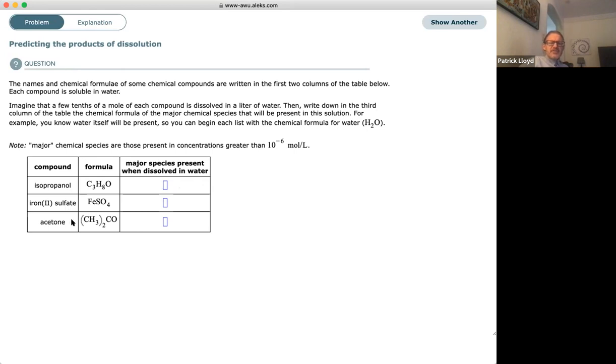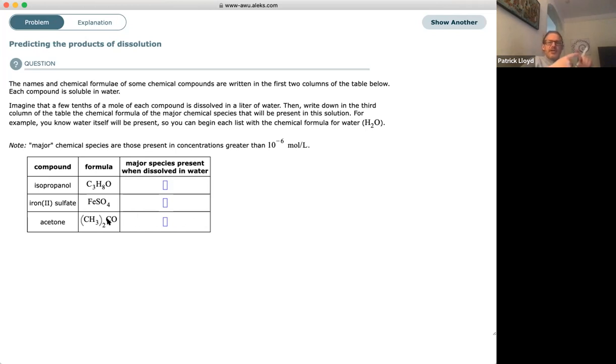This one, acetone, when it ends in O-N-E, that's called a ketone. Ketones do dissolve in water in general, but they don't form ions. So same thing, you would write the chemical formula, comma, H2O.